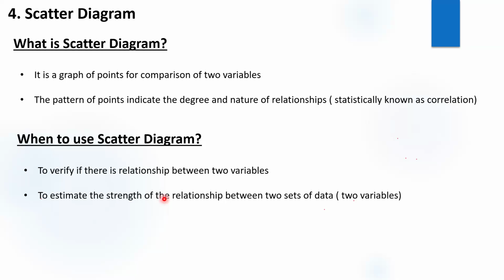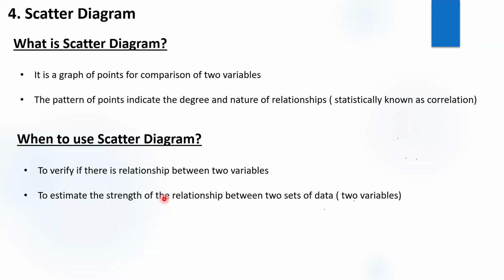And when x is increasing, for example, my temperature is increasing and my sale of tea is decreasing. When x is increasing and y is decreasing, then it is called negative correlation. Clear? Once again, I will repeat.